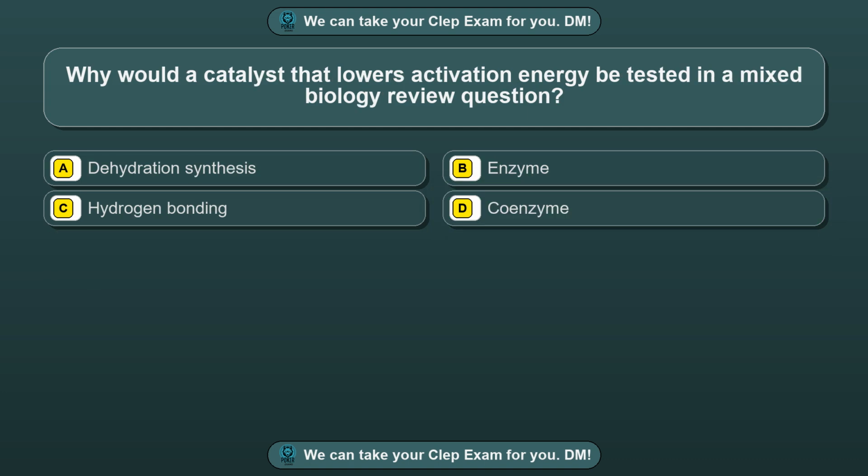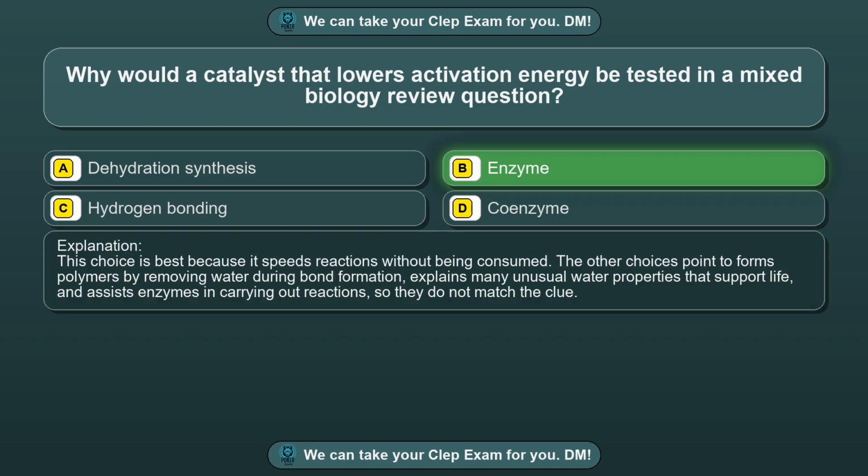Question 17. Why would a catalyst that lowers activation energy be tested in a mixed biology review question? Option A, dehydration synthesis. Option B, enzyme. Option C, hydrogen bonding. Option D, coenzyme. The correct answer is option B, enzyme.